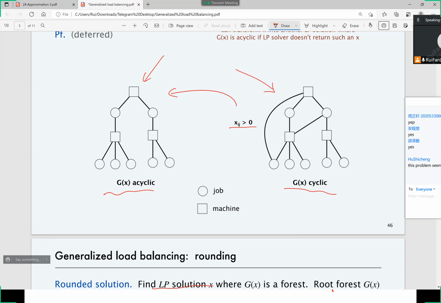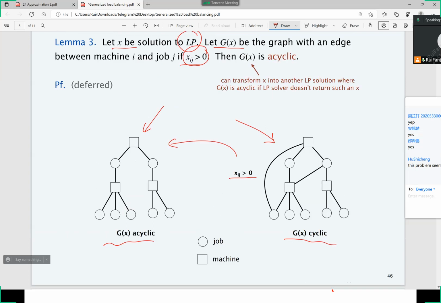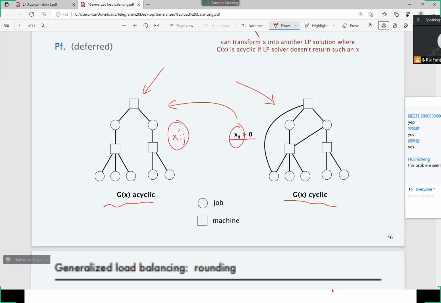By maintaining optimality, I mean that you can change these x_ij's to maybe some x prime_ij's, where if you plug these x prime_ij's into the LP, you get the same value as if you plug in these x_ij values into the LP. So both the x and the x prime are optimal solutions, but x prime is acyclic.